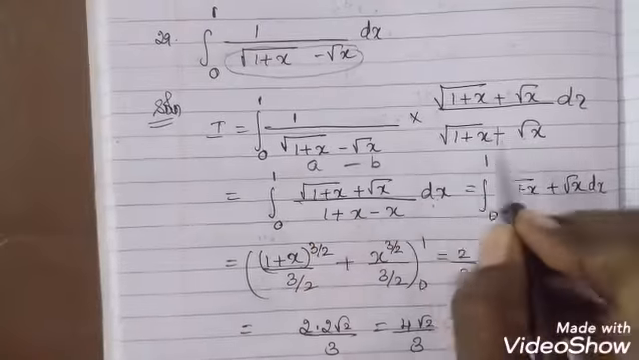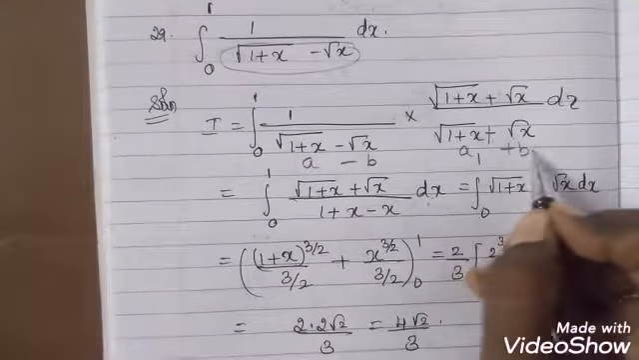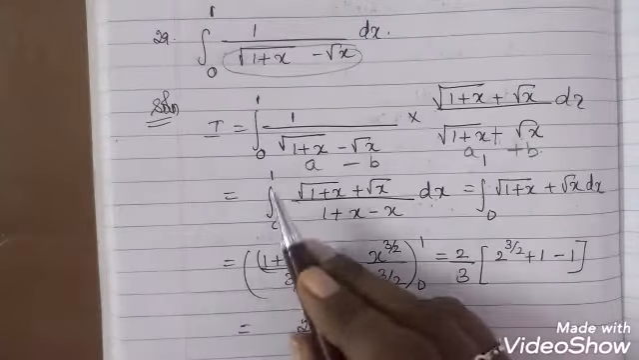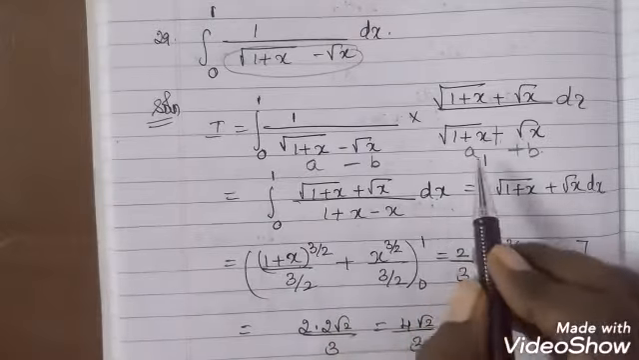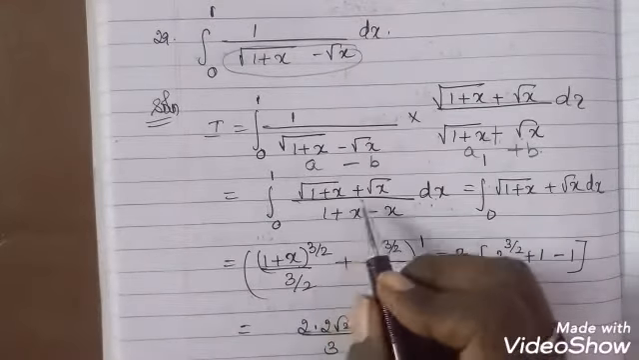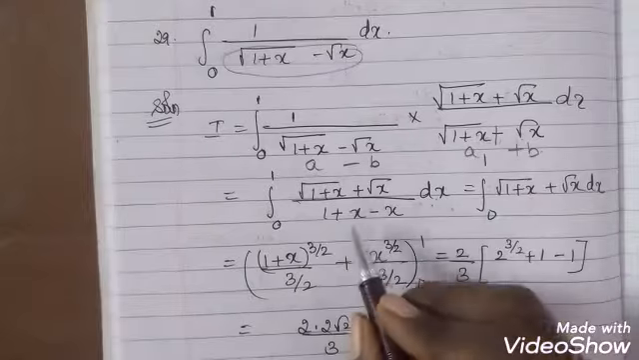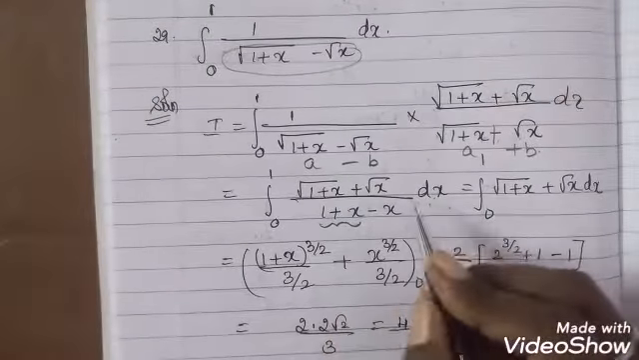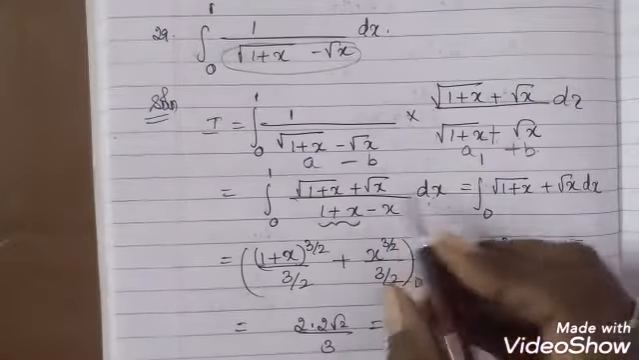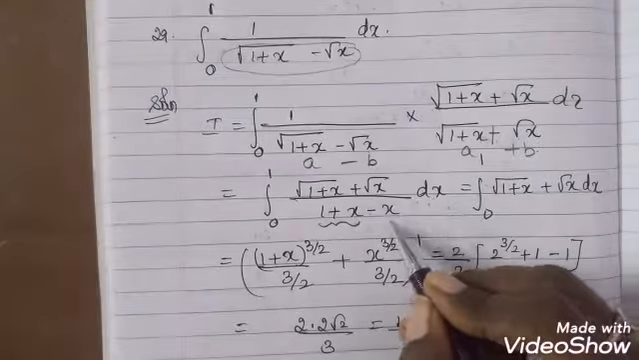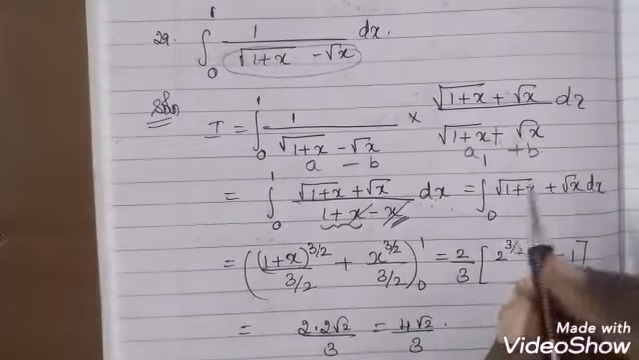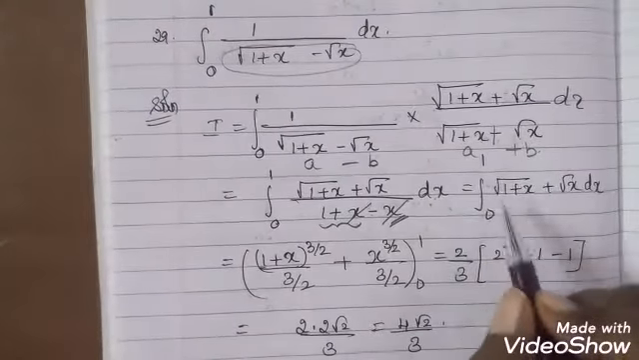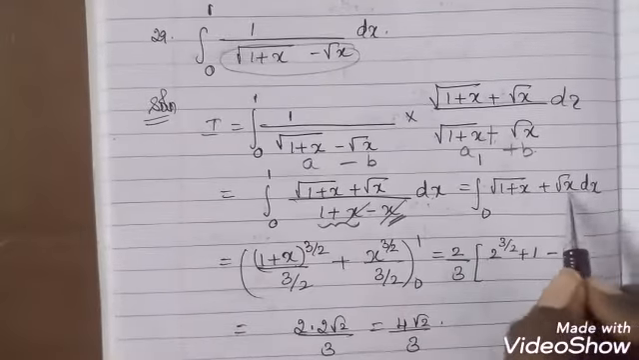So you have a minus b into a plus b. So you have integral over 0 to 1 of root of 1 plus x plus root x divided by a squared. You will have root of 1 plus x the whole squared. What is root of 1 plus x the whole squared? It's nothing but 1 plus x, minus root x the whole squared. What is root x the whole squared? It's nothing but x. So your x and minus x get cancelled. You are left with integral over 0 to 1 of root of 1 plus x plus root x.